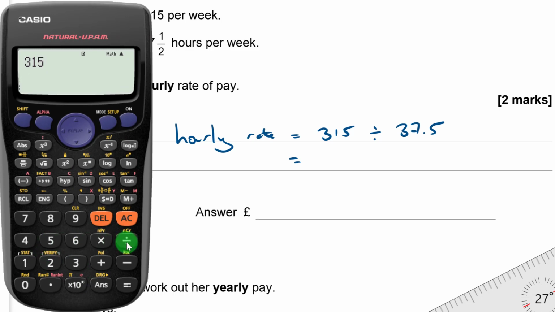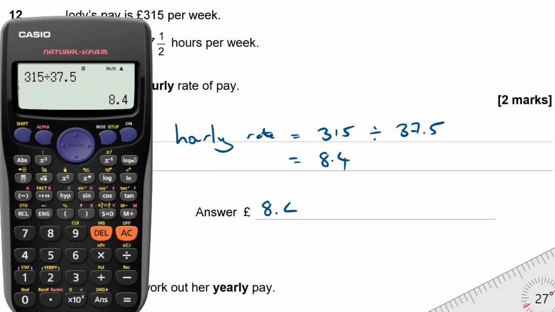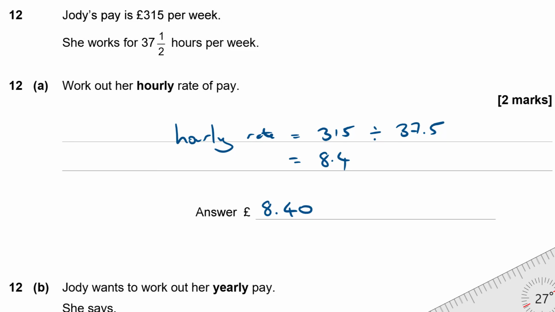315 divided by 37.5. I make that 8.4. Now, as this is a money problem, you can't really write down 8.4. It's £8.40. So if you don't write that extra 0 in there to make it pounds and pence, you'll lose a mark. They're a bit funny about these things.